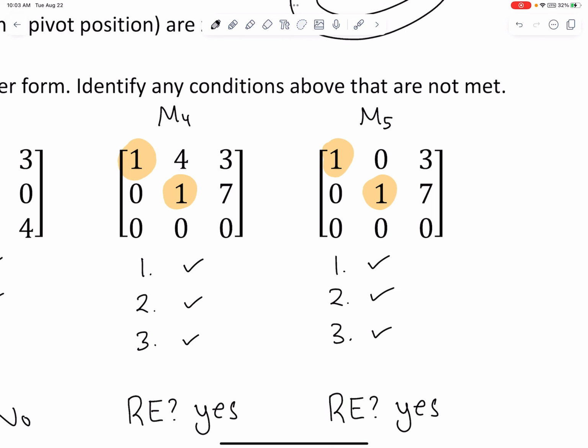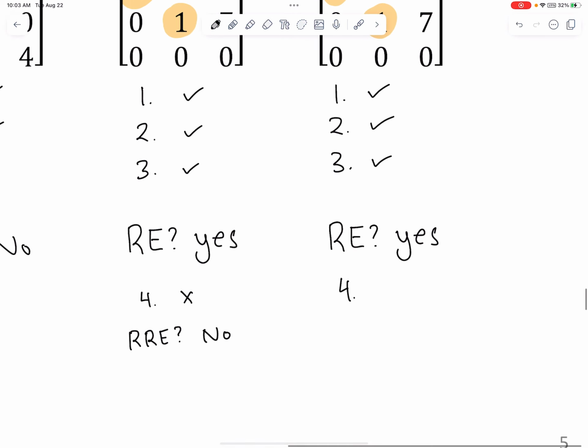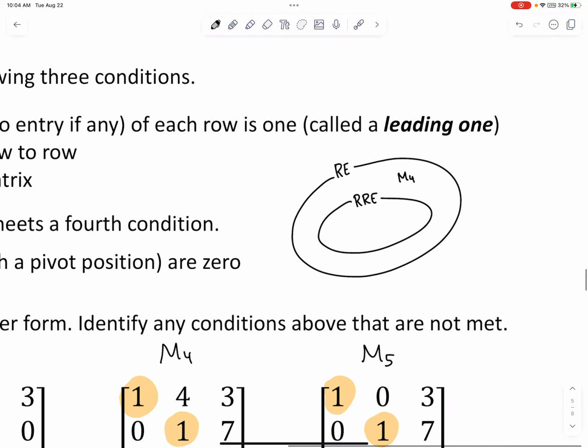So we get to say for this matrix, condition 4 is satisfied. And so the question about is it in reduced row echelon form, the answer is going to be a yes. So in our Venn diagram, that would place matrix 5 inside the inner circle, which means that matrix 5 is not only in row echelon form, but it is also in reduced row echelon form.